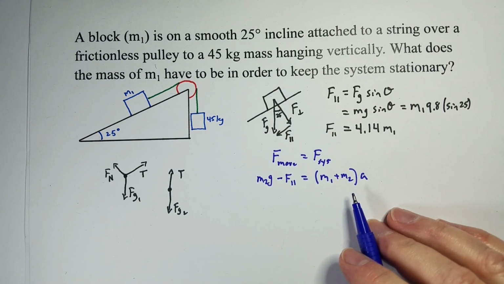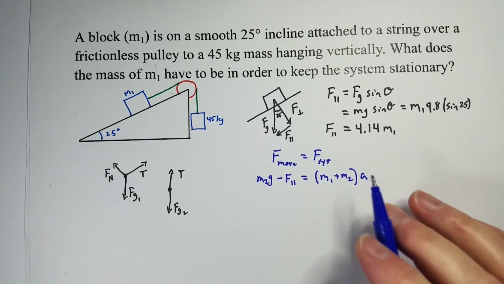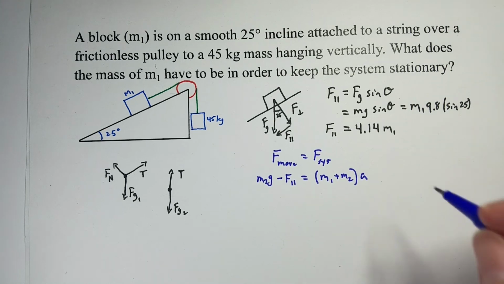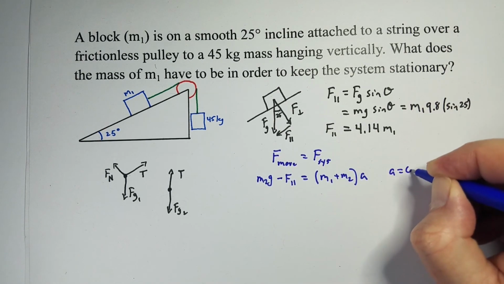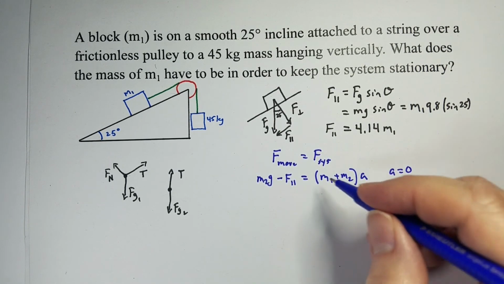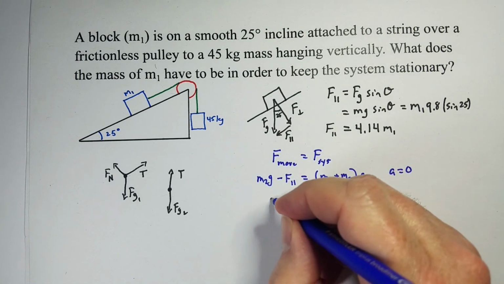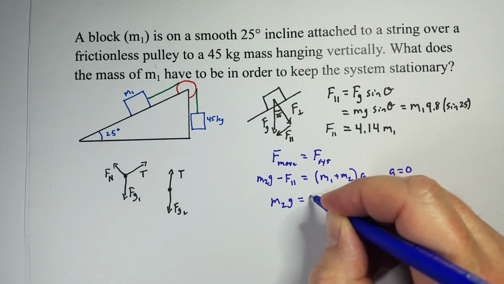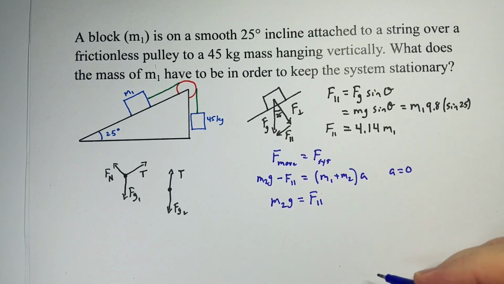Now, we want this to stay stationary, right? So if we want this to stay stationary, that means a has got to be 0. So there's no acceleration. So this side falls out, and we get m2 g is equal to, when we move this over, the force parallel.